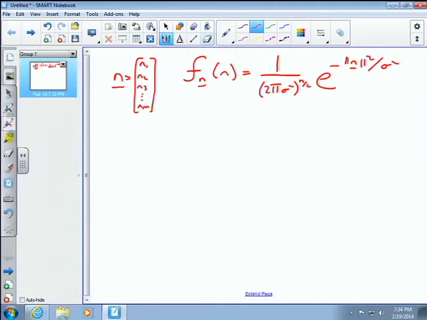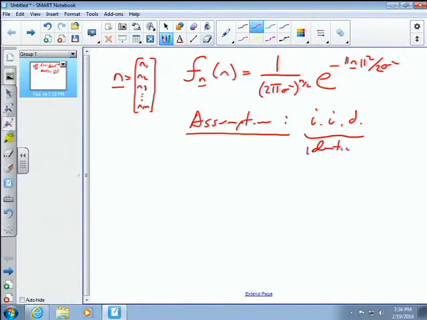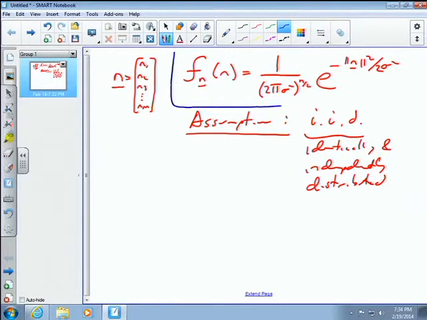And we're making the assumption that this is IID, identically and independently distributed. So this beautiful relationship here is going to be super handy.